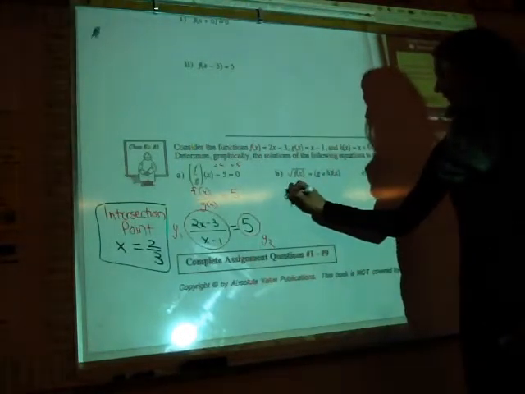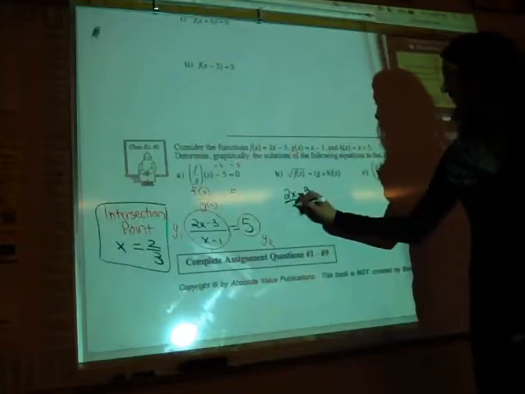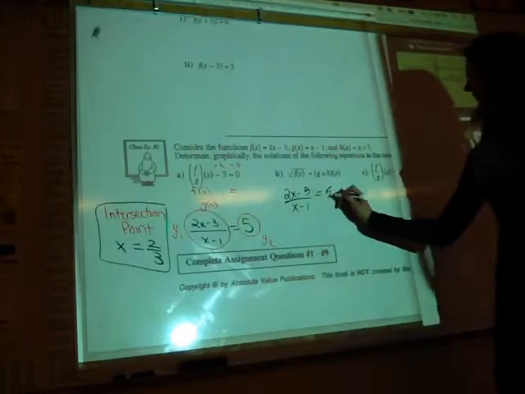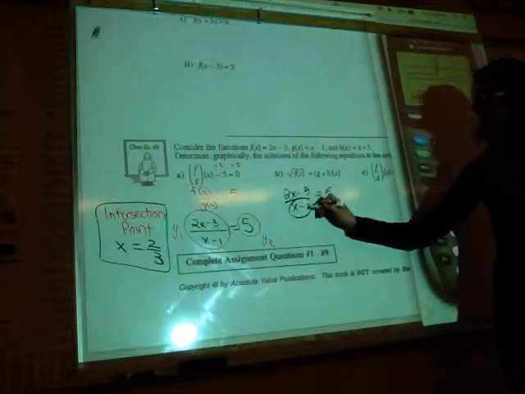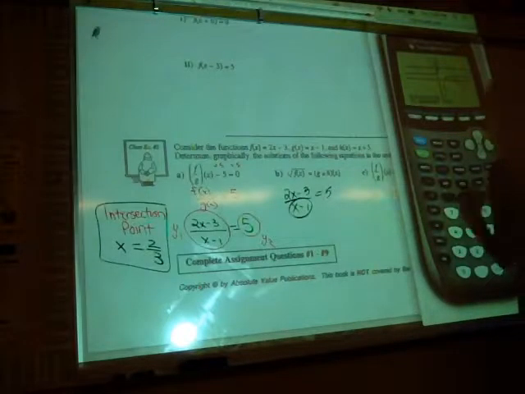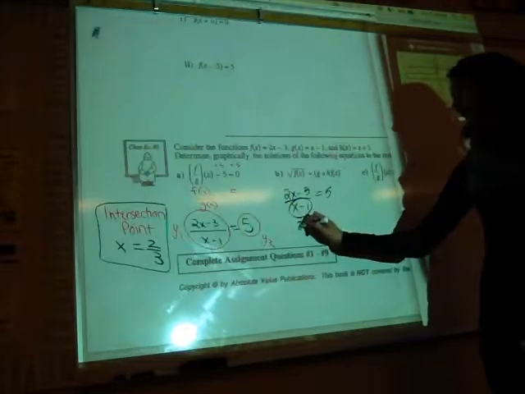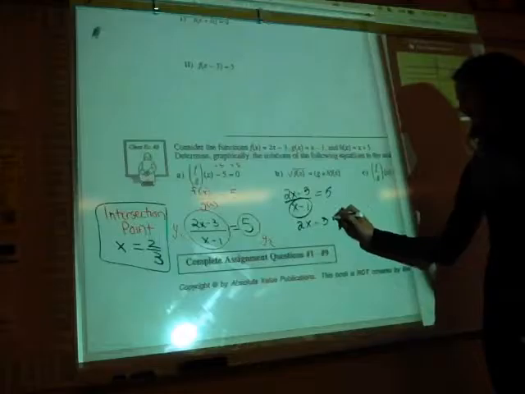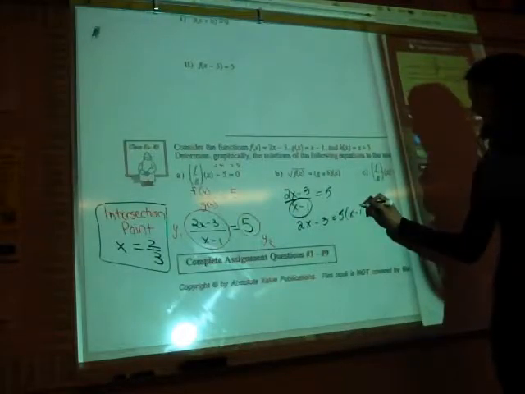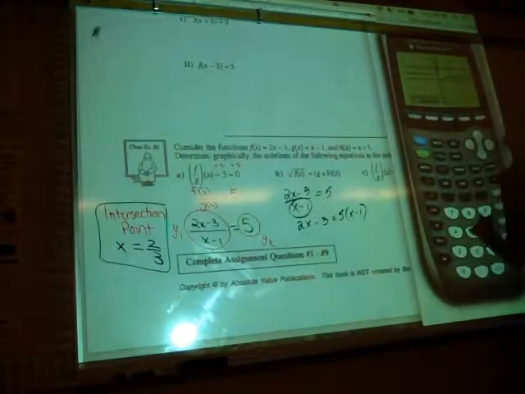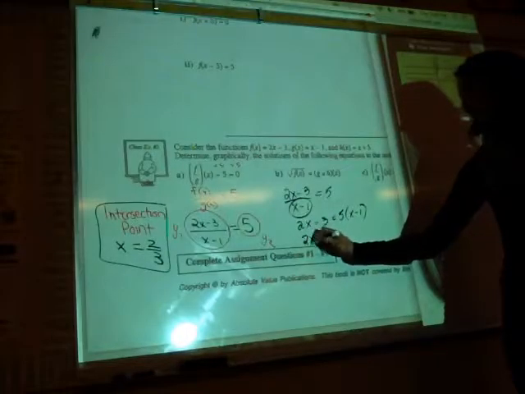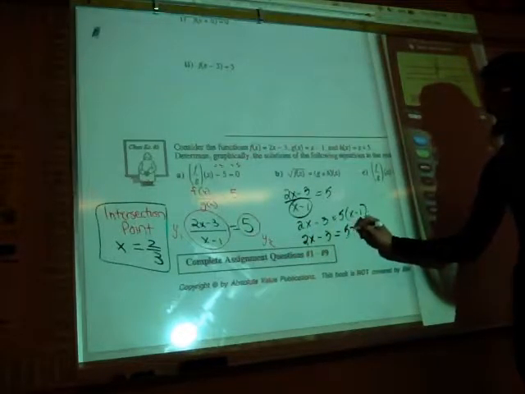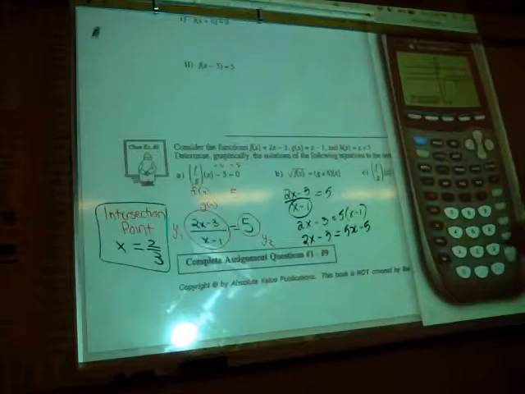So if I have 2x minus 3 over x minus 1 equals 5, I can take this x minus 1 and cross multiply it to the right hand side, giving me 2x minus 3 equals 5 times x minus 1. Distribute the 5, and you get 2x minus 3 equals 5x minus 5, and we're going to solve for x now.